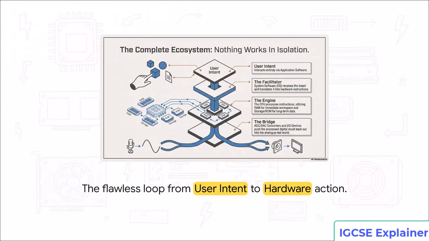Putting the whole shebang together, we can see that nothing in a computer system works in isolation. It starts at the top with your user intent in the application software. The system software translates that intent into hardware instructions. Those instructions flow down to the CPU engine using RAM and storage to process the task, before pushing the digital result back across the bridge into the analog world. It is a continuous, flawless loop.